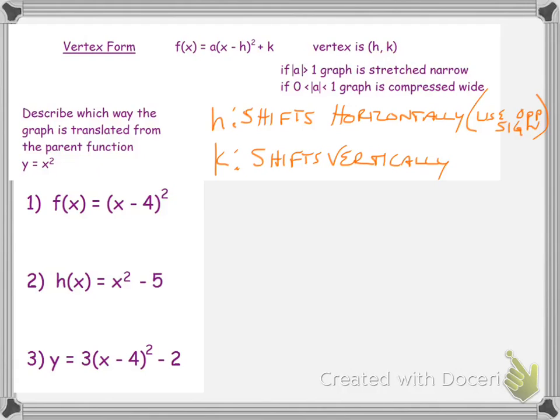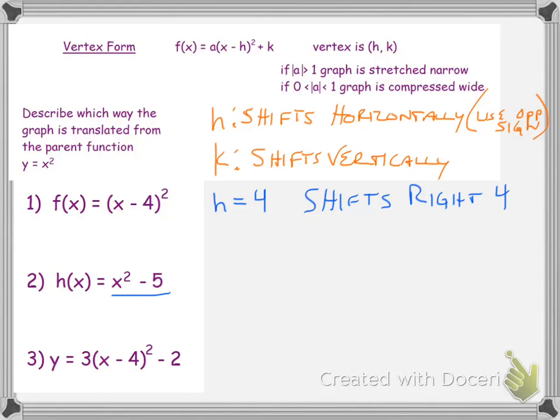So for this first one, I have this part that's the only thing that's changed, so that's my h. And because it's a negative 4, I use the opposite sign for that. That means my h is positive 4. So it's going to shift horizontally 4 units in a positive direction, so it shifts right 4. It's not shifted up or down because there is no k. And the a is a 1, so it's the same as the parent function, so it's not stretched or compressed.